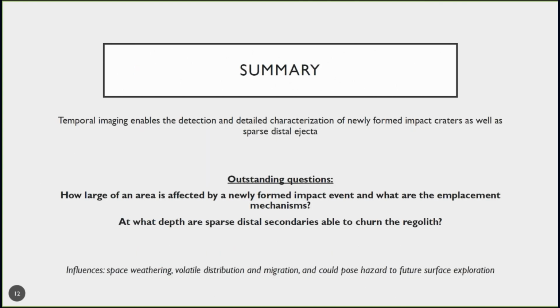Basically these temporal images are a really good resource for not only identifying newly formed impact craters and distal secondaries, but also characterizing them. We've done a lot of work that wasn't shown in this presentation on the photometric properties of these new impacts and what we can discern from the different cratering mechanics. With that, I'll take any questions, or we can move on to the next talk.